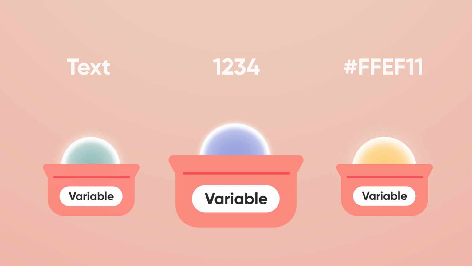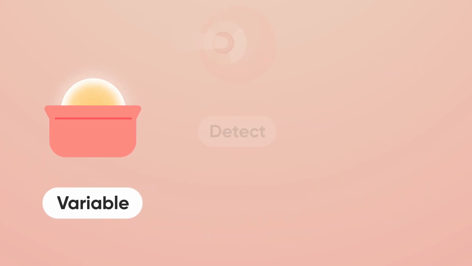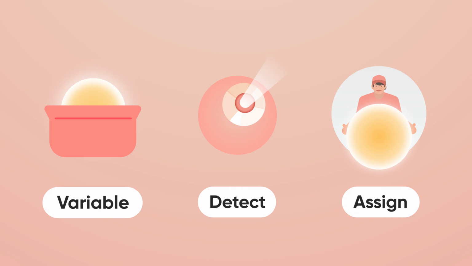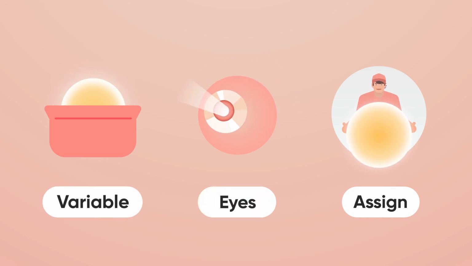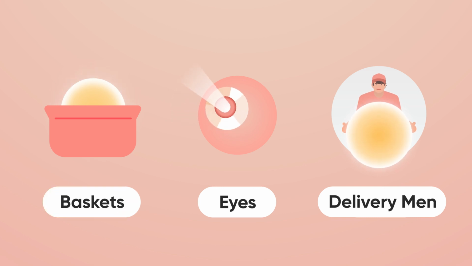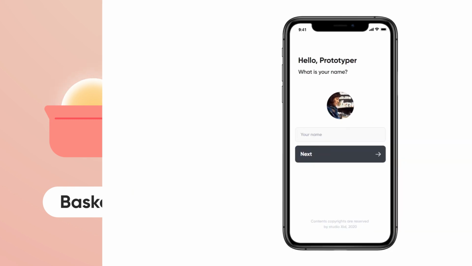In ProtoPie, you often use variables with the detect and assign features. Let's think of them as eyes, delivery man, and baskets. Here is an example to help us understand their roles in more detail.